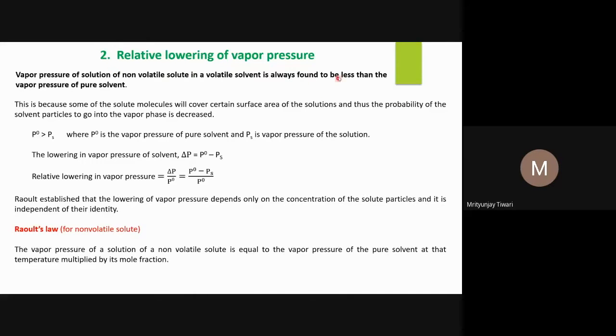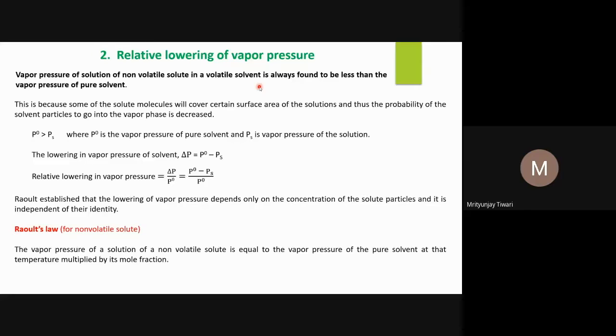So let us start with relative lowering of vapor pressure. I have explained vapor pressure many times earlier. The vapor pressure of a solution of a non-volatile solute in a volatile solvent is always found to be less than the vapor pressure of the pure solvent, as we have already studied. A non-volatile solute doesn't get evaporated at normal temperature or ambient conditions, while a volatile solvent gets easily evaporated.